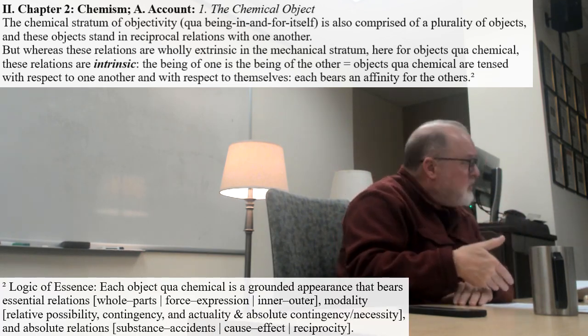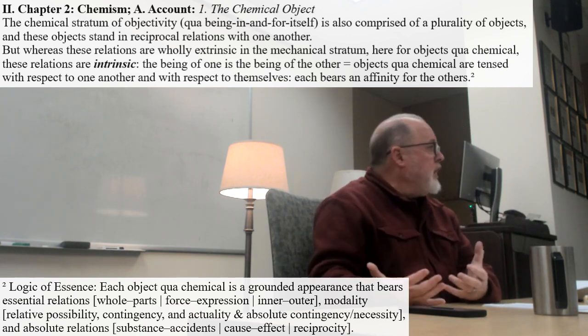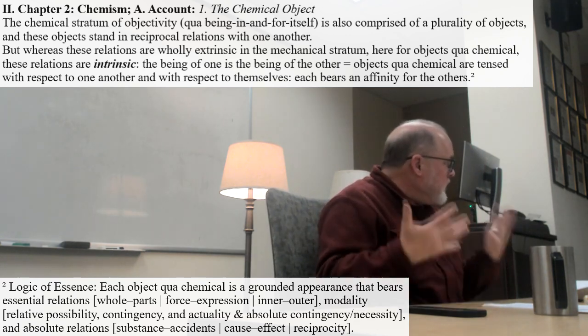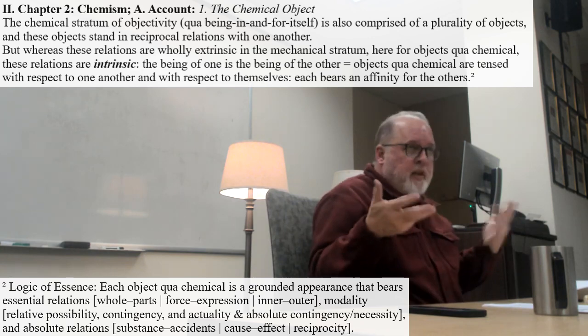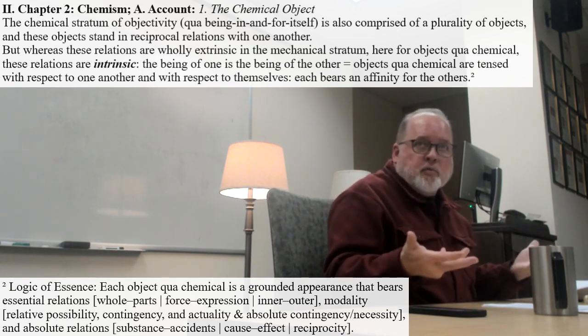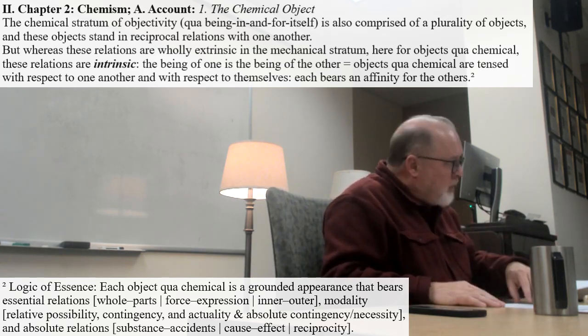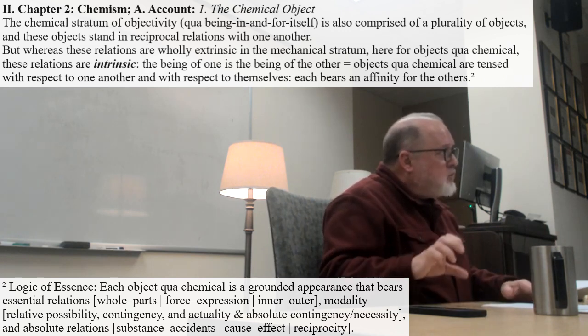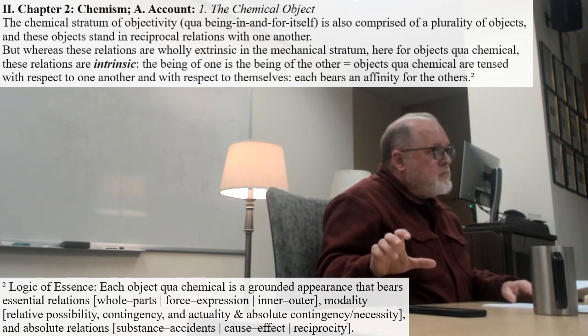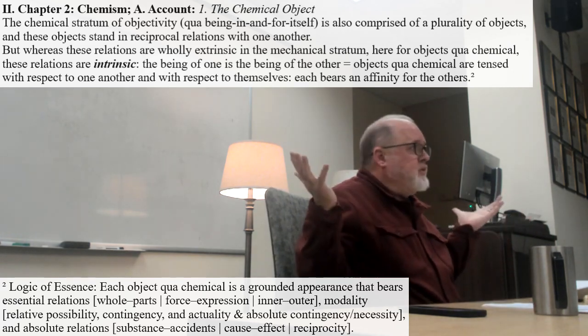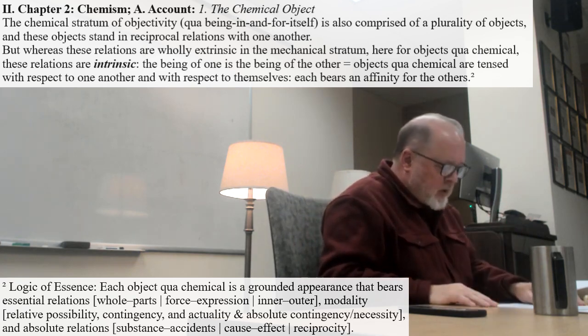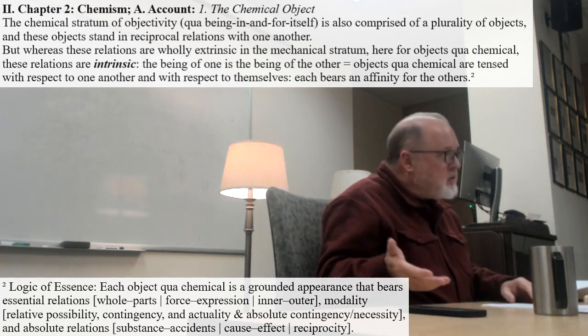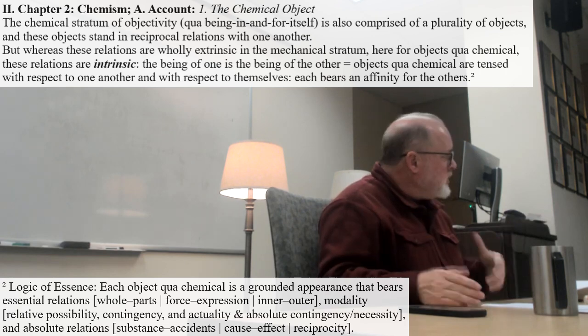So I put a footnote here and said, okay, now we're in the world of relationality, now we're in the logic of essence. So we can say that, Hegel doesn't say this, but I think it's available to be acknowledged, that each object qua chemical is a grounded appearance. This is how he defines existence in the logic of essence. And that bears essential relation, the part-whole relation, the force-expression relation, outer-inner.